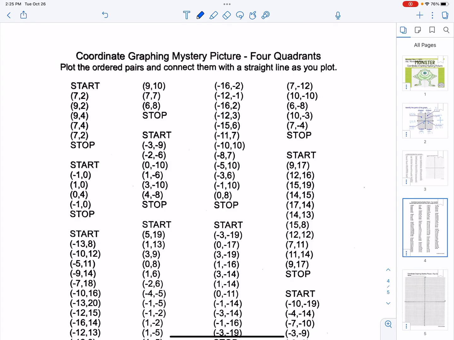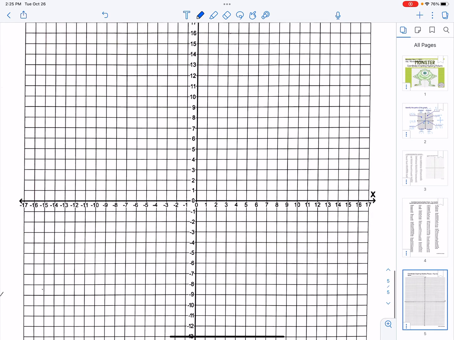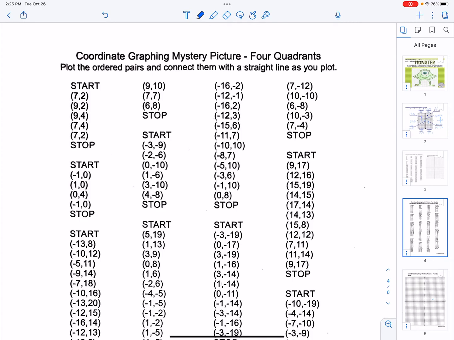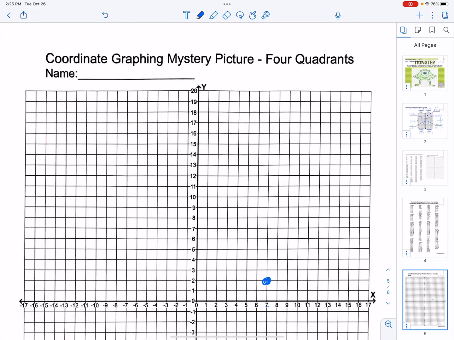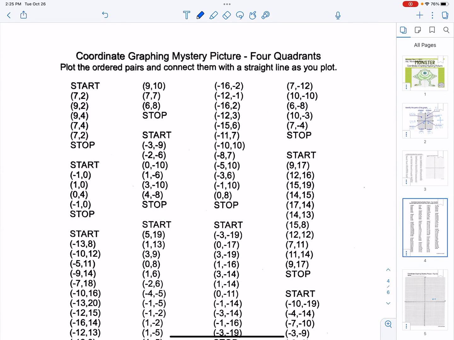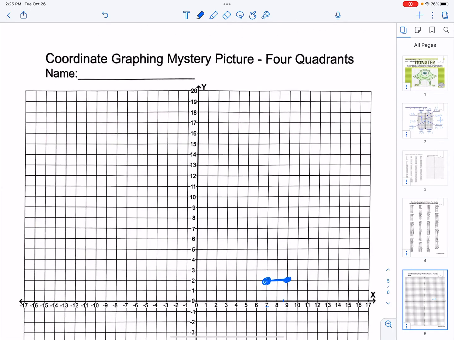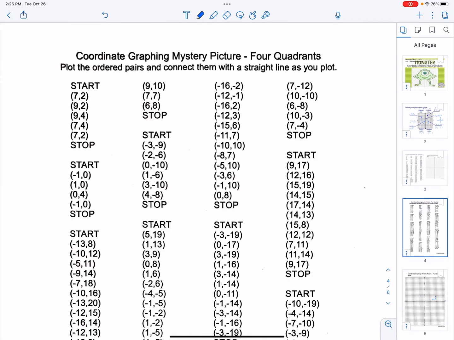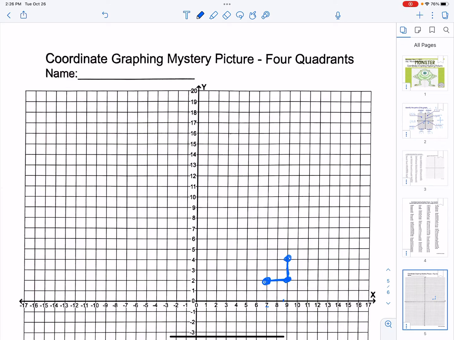So you'll notice that the first one says 7, 2. So you're going to go to your coordinate grid and you're going to find 7, 2. So that means I'm going to go right 7, up 2, and put a dot. Okay. And then you're going to go to 9, 2. So then you're going to go over 9, up 2, and then those 2 points you're going to connect with a line. And then the next one says 9, 4. So we're going to go 9, 4, and then you're going to connect those with a line. The next one says 7, 4. So you're going to go over 7, up 4, right there, and then connect those two with a line. And then 7, 2. So you're going to go back.